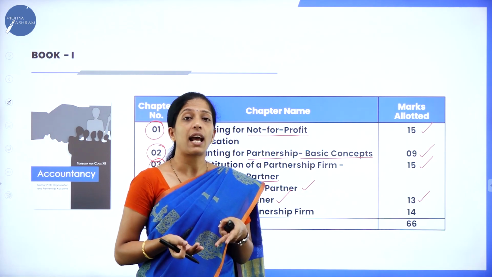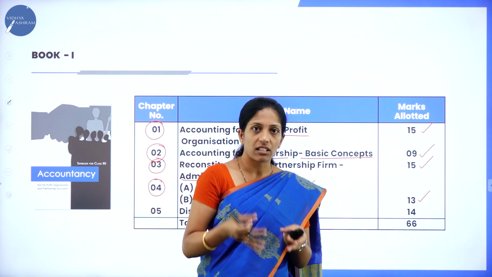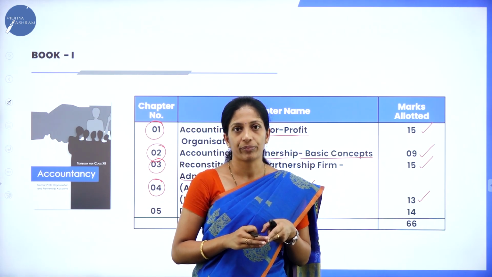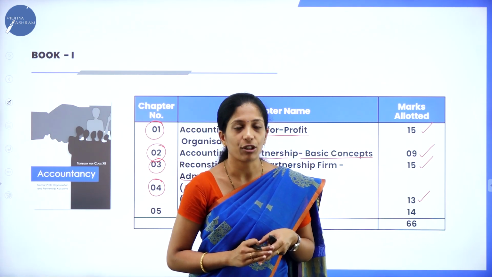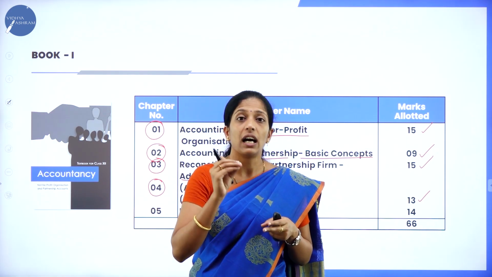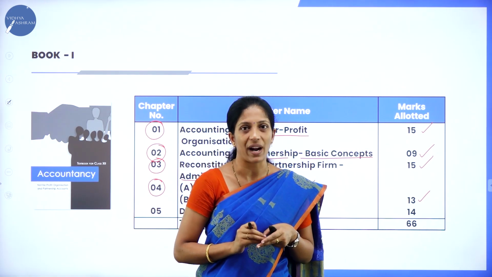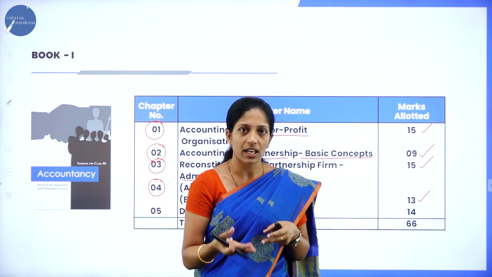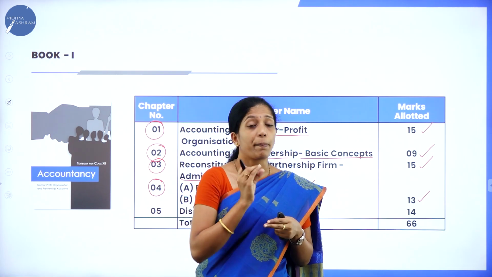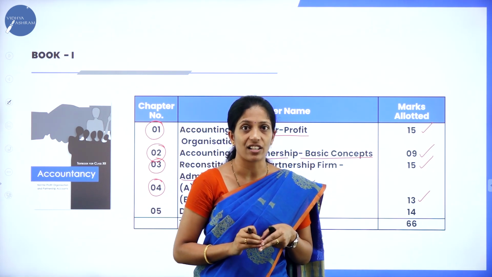Now, what is this retirement of a partner? Suppose there are three partners. Now, one partner wants to leave the existing partnership firm. That is known as retirement of a partner. And death of a partner, as the word itself suggests, is when a person dies in the existing partnership firm. It may be due to several reasons, but a partner has died in the existing partnership firm.